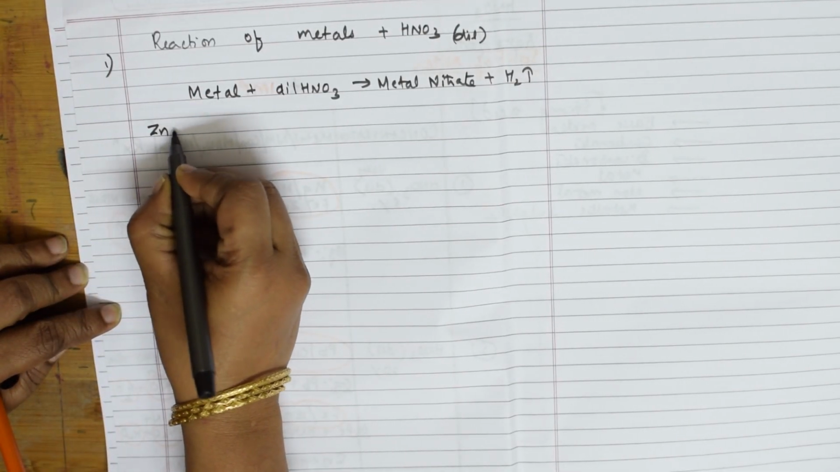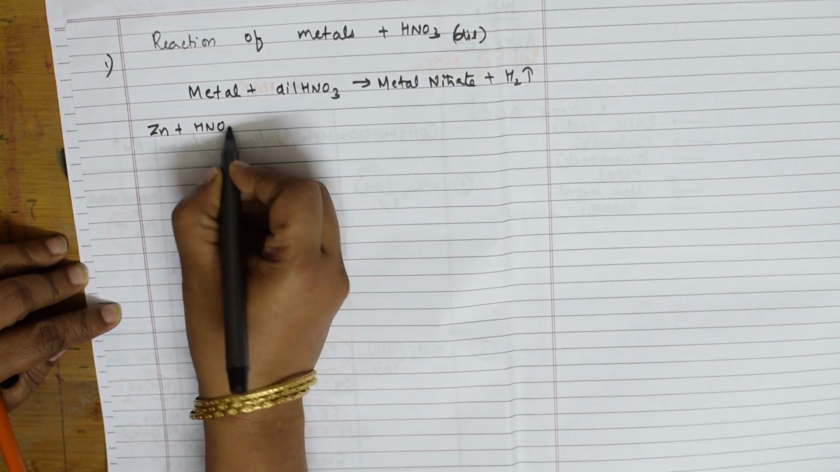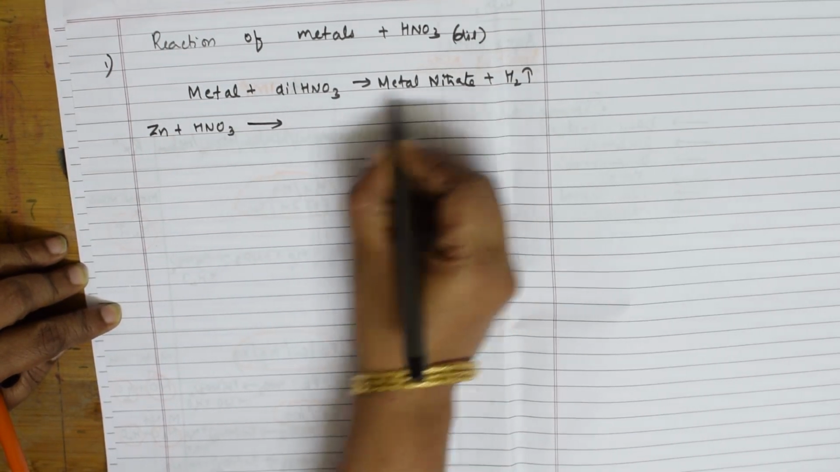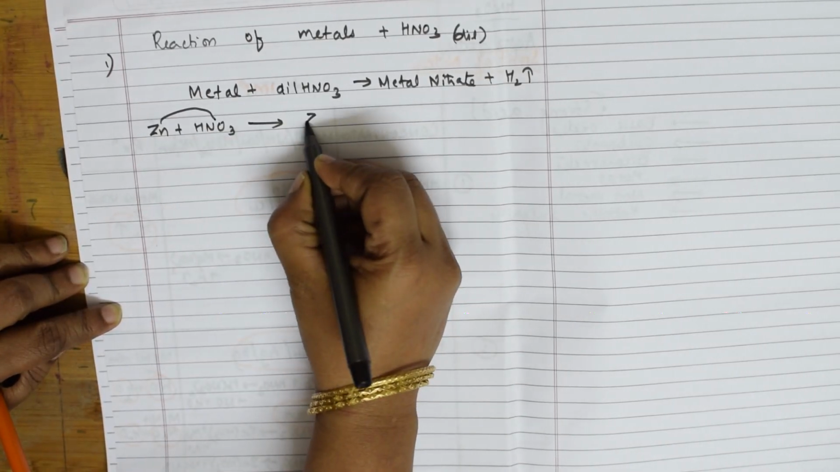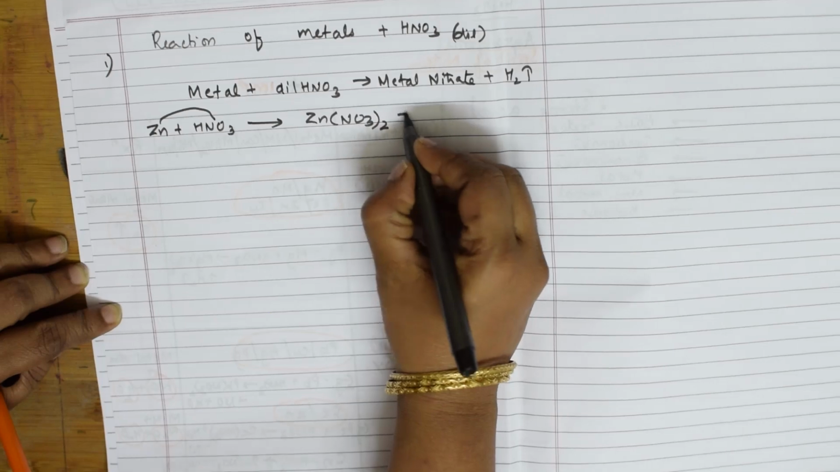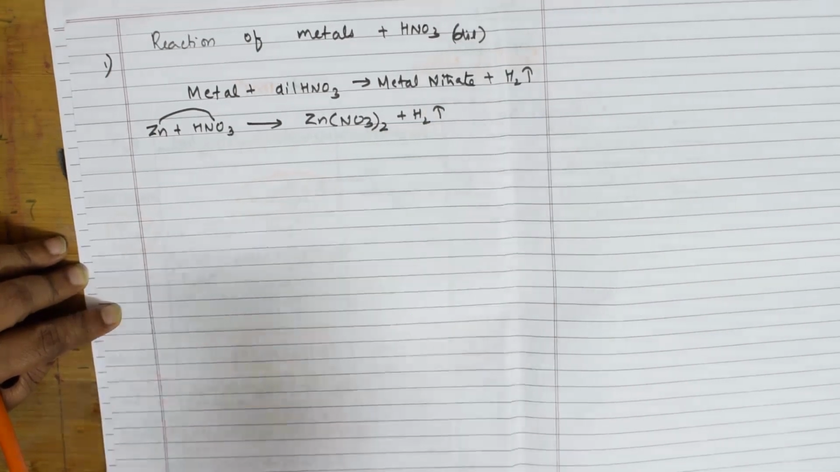Let us take different examples now. First, I'm going to take zinc and I'm going to take HNO3. All these are dilute. I'm not writing it specifically here. What do we get? Metal nitrate, meaning zinc nitrate, and how much is the valency? 2. And what else is there? Hydrogen gas is released. Done.